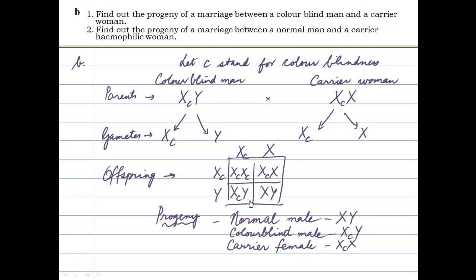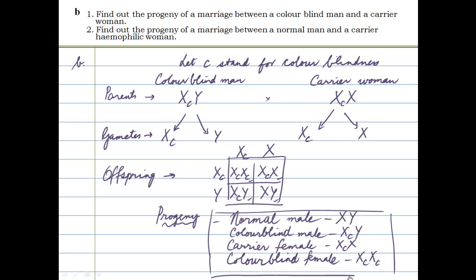So you've got a colorblind male, normal male, carrier female, and a colorblind female. These are the possible progeny. These are the possibilities. So this is the answer that they're looking out for. So you can highlight it in a box neatly. The progeny is there. Let's move on to the next question.